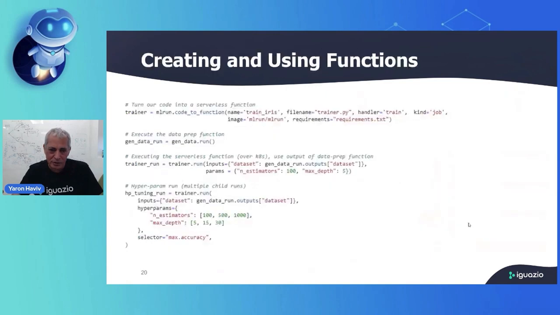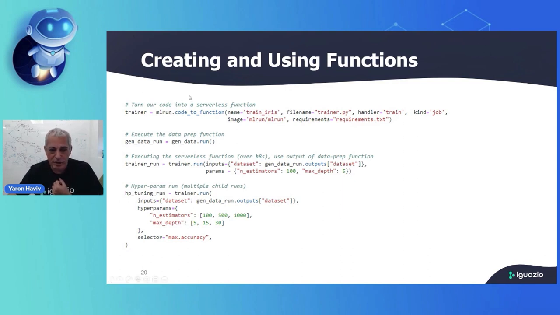How do you use that function? It's relatively easy in MLRun. You just say, I want to take this file that I've seen before. It also requires some image, maybe some package requirements. It's running as a type job. There are different kinds like Spark and Dask and Nuclio and others. Job is sort of the basic container in Kubernetes option.